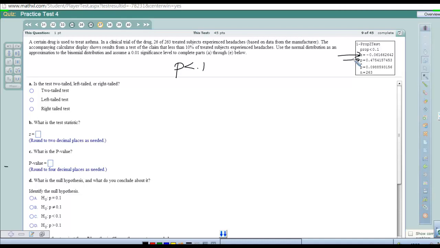What is the null hypothesis, and what do you conclude about it? So our null hypothesis would still be equals, and what are we going to conclude? Are we going to reject it or fail to reject? Fail to reject. The p-value is high, so it's good.